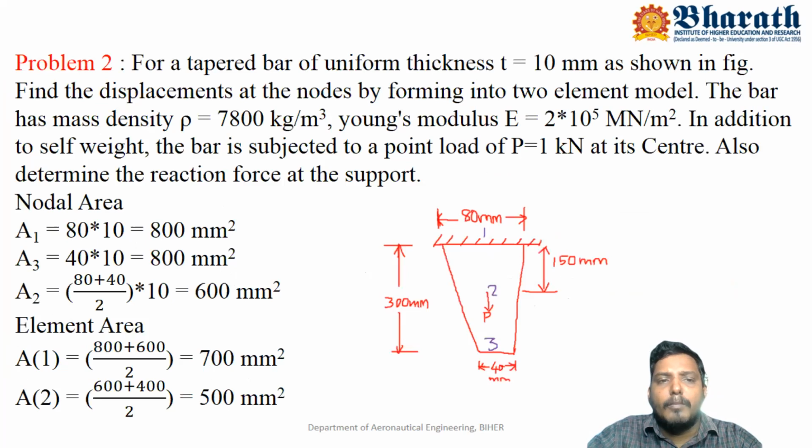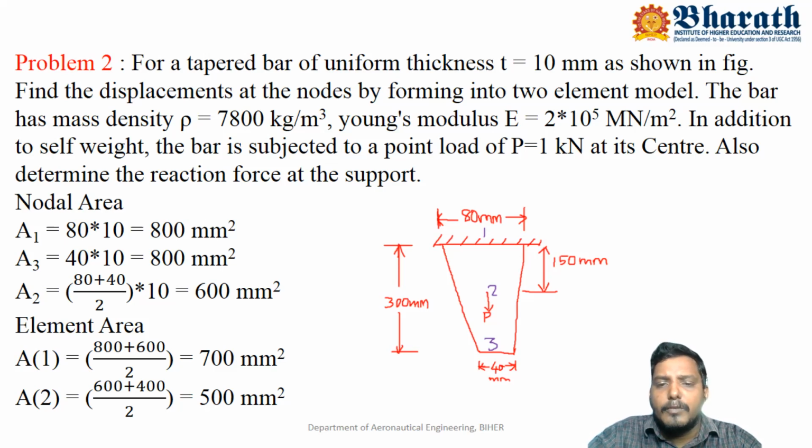Then we look at problem number 2. For a tapered bar of uniform thickness T equal to 10 millimeter, as shown in the figure, find the displacement at the nodes by forming a 2-element model. The bar has a mass density rho of 7,800 kg per meter cube. Young's modulus E is equal to 2 into 10 power 5 mega Newton per meter square. In addition to self weight, the bar is subject to a point load of 1 kN at its center. Also determine the reaction force at the support.